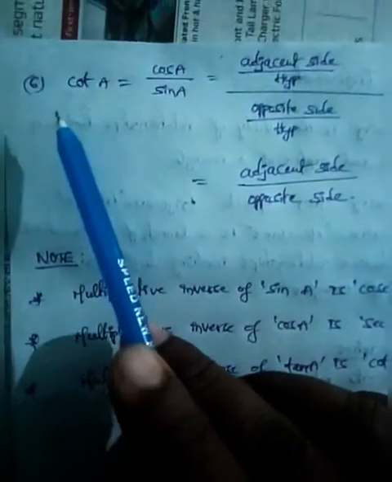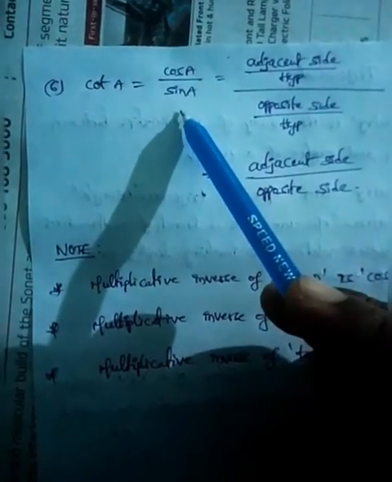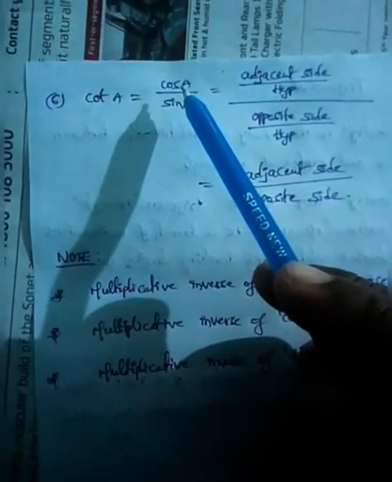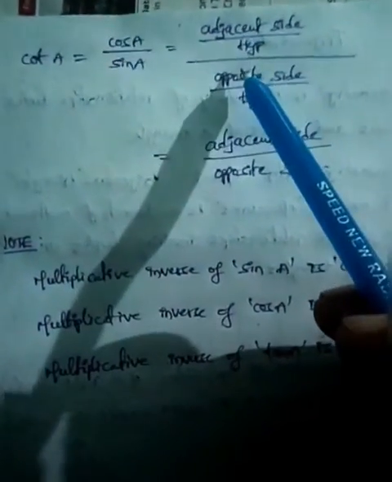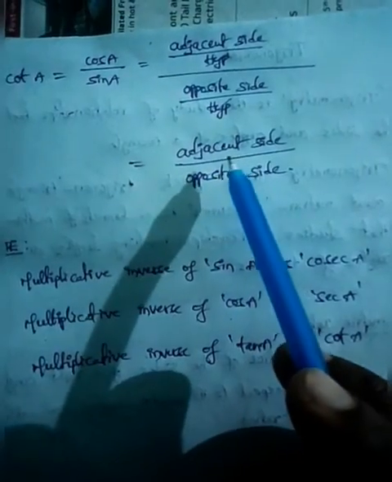And the last ratio is cot, which means cotangent. We pronounce it cot A. Cot A is cos A by sin A. We learned that cos A is adjacent side by hypotenuse and sin A is opposite side by hypotenuse. Here the hypotenuse gets cancelled. The remaining value is adjacent side by opposite side, so cot A is adjacent side to angle A by opposite side to angle A.